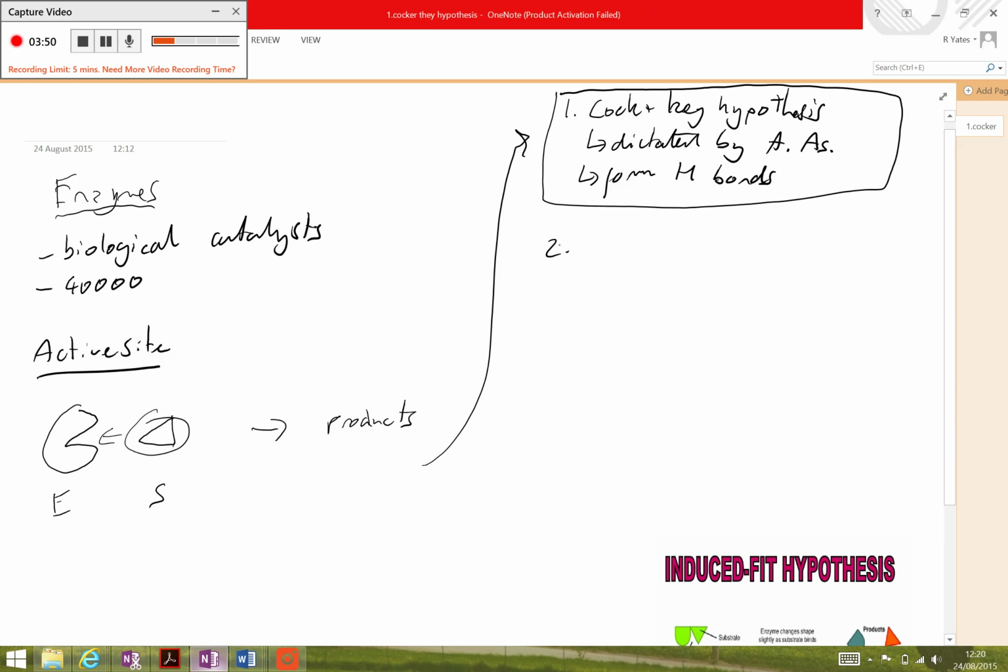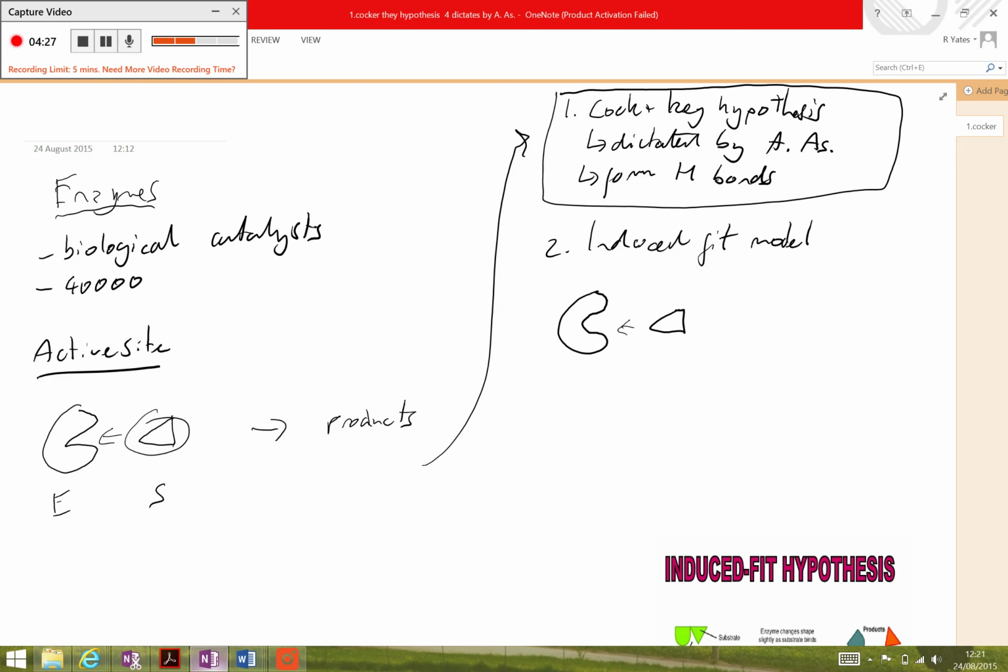The second one is called the induced fit model. Induced fit, again, it's as it sounds. So you have your enzyme, let's say it looks a little bit like that, and you have your substrate like that. What will happen is this enzyme will actually change shape slightly to fit the substrate there. It'll change shape slightly. It's flexible.